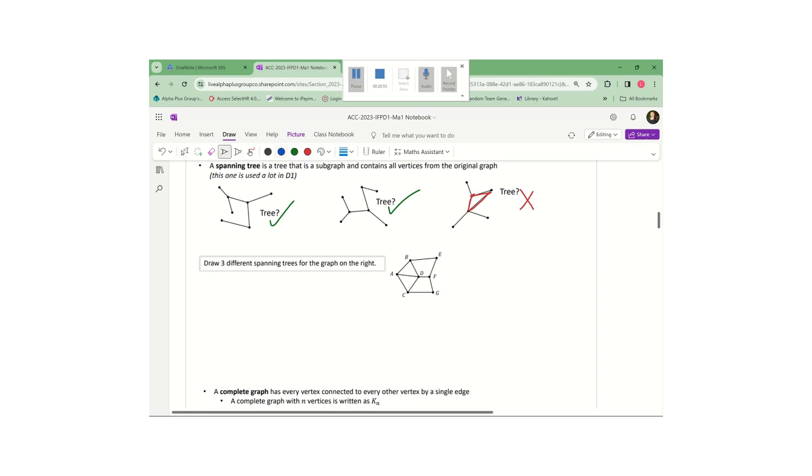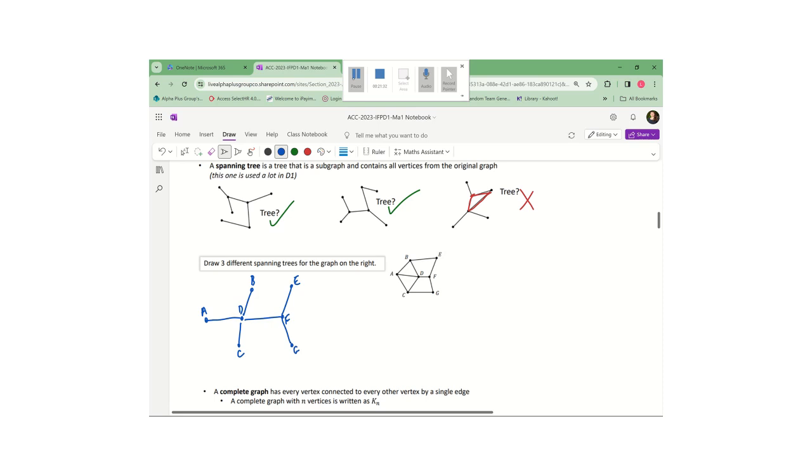So 3 different spanning trees. I want a graph that's connected, with all the vertices connected, but with no cycles. One example of this might be to go from A to D, and then to go from D up to B, and then I'll go to F, I think, and then I'll go up to E, and then from F I'll go down to G, and from D I'm going to go to C.